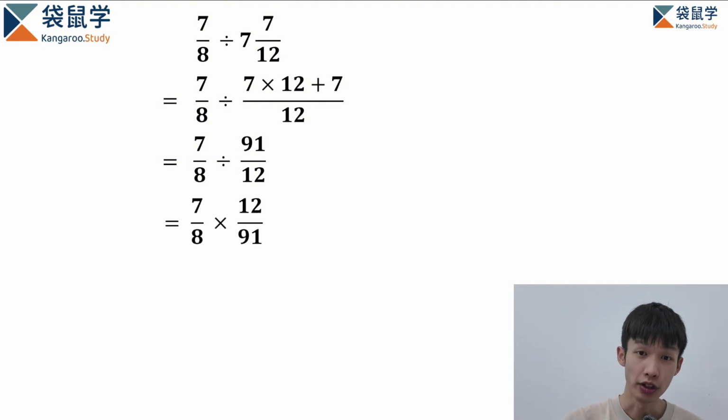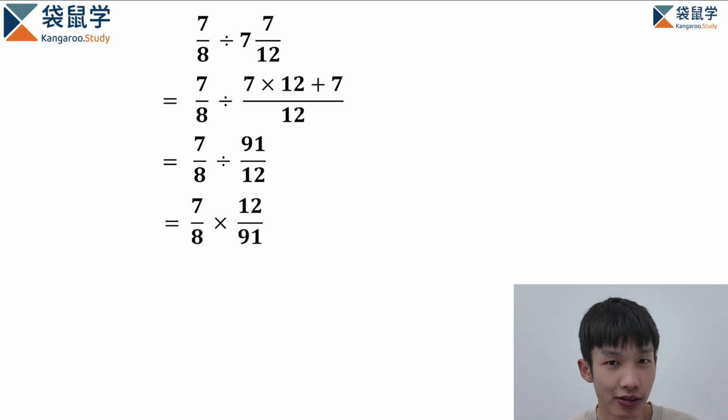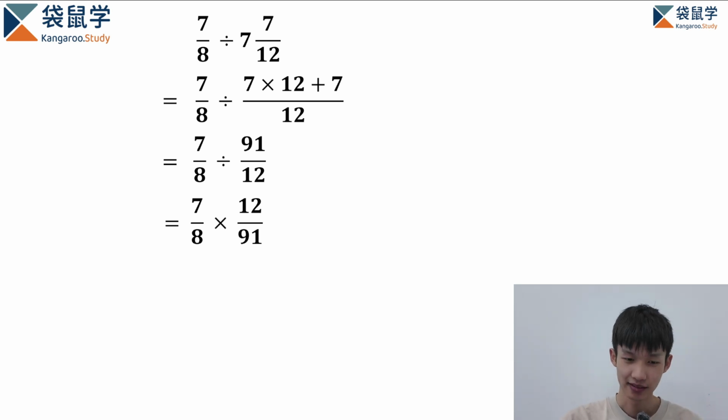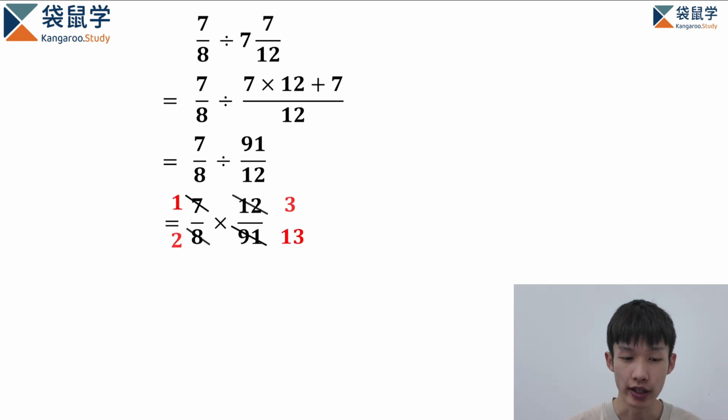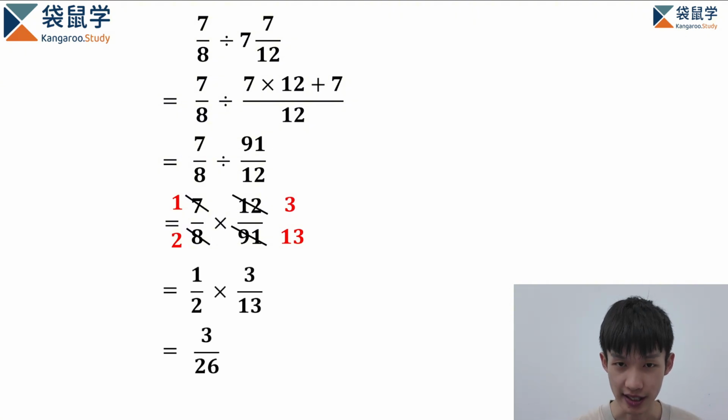Next step, we need to separate this into two separate steps. And then what do we have? Can we simplify now? Yes, we can. 7 and 91, we can simplify to get 1 and 13. And 12 and 8, we can simplify with 4 to get 3 and 2. After that, we can find the answer, which is 3 over 26.